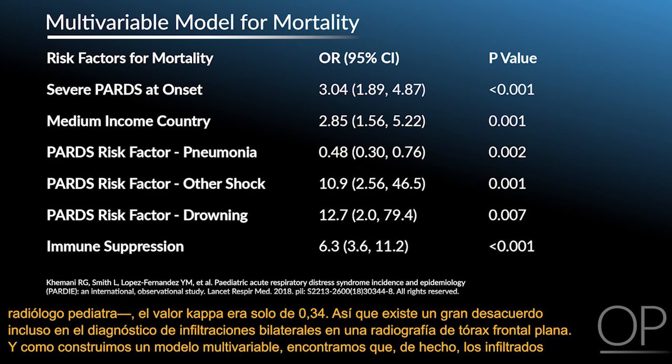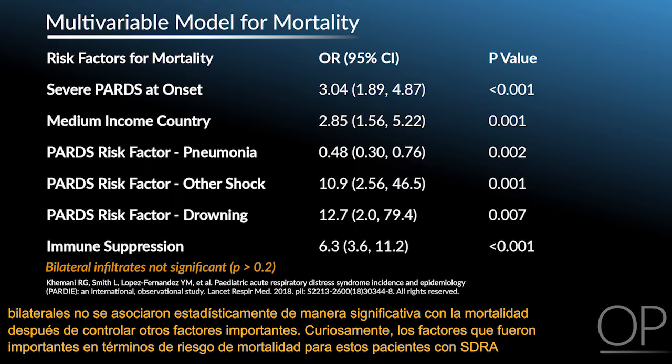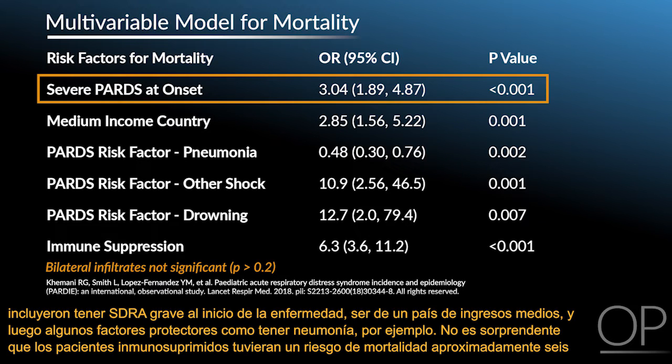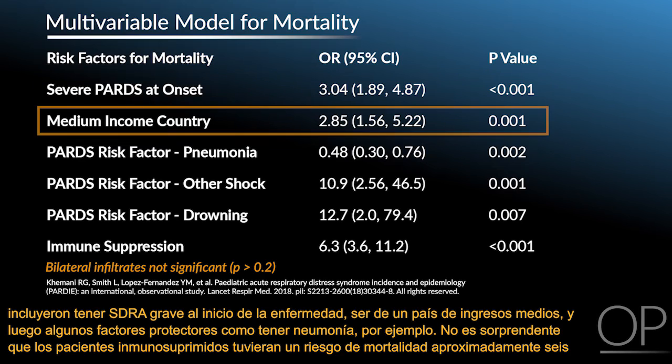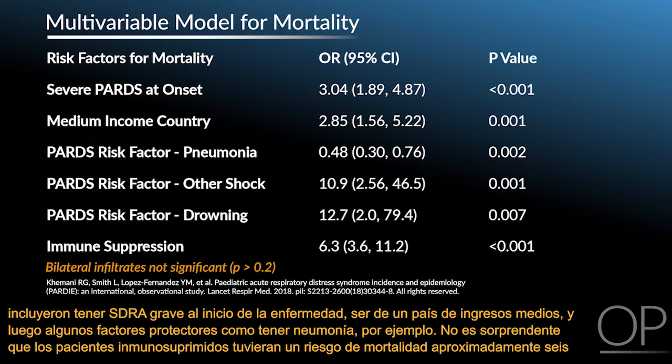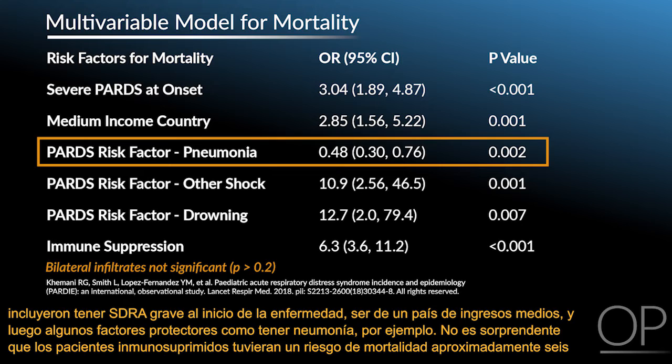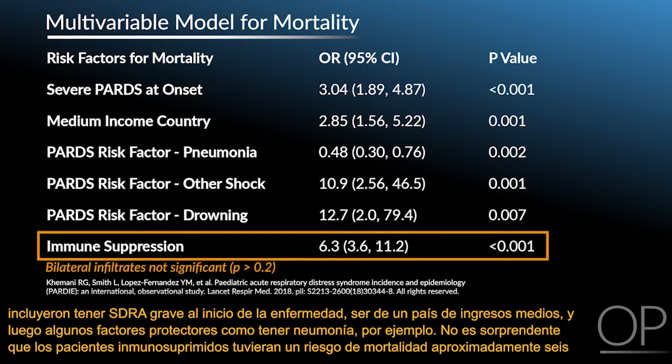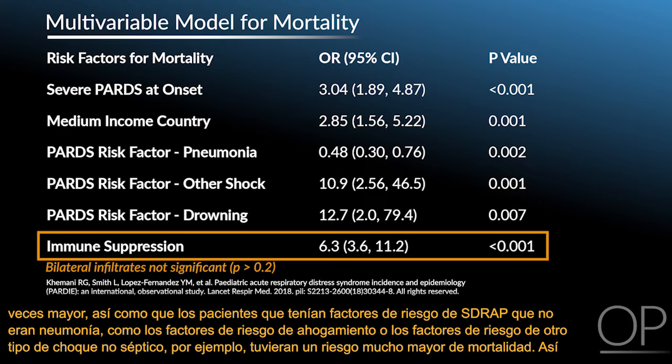And as we built a multivariable model, we found that, in fact, bilateral infiltrates did not remain statistically significantly associated with mortality after controlling for other important factors. Interestingly, factors that were important in terms of mortality risk for these patients with ARDS included having severe ARDS at the onset of the disease, being from a middle or medium income country, and then some protective factors like having pneumonia, for example.